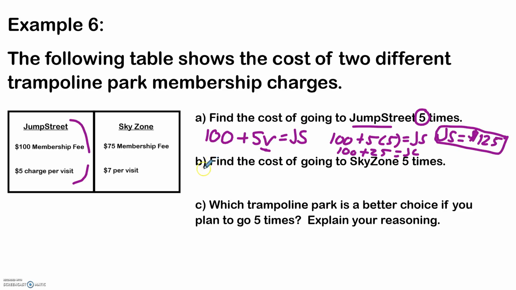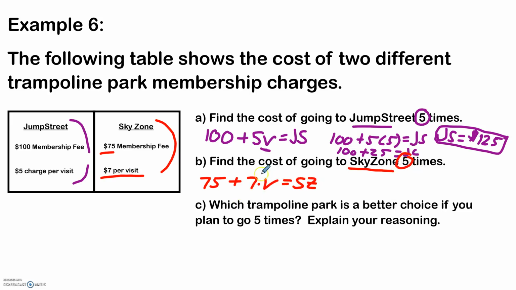So then I take a look at Part B. What I'm going to see in Part B is we're talking about Sky Zone. All the information in the second box. $75 membership fee. That only happens one time. $7 per visit. And I'm going to represent that by multiplying V, my variable for visit. And that's the cost of going to Sky Zone.